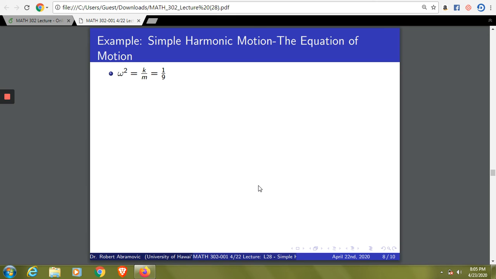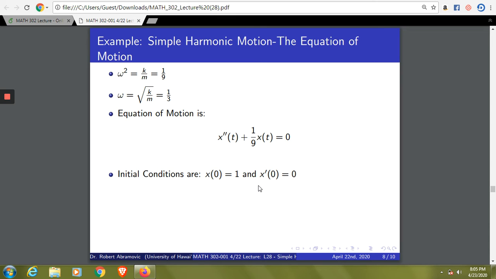Here's what we get for the equation of motion. Omega squared is k over m, which is 1/9. 9 kilogram block, k is 1. Omega is 1 over 9 square rooted, so it becomes 1/3. Square root of 9 is 3. The equation of motion is x double prime plus 1/9 x of t equals 0. So what are the initial conditions? We just saw above, x of 0 is 1, right? Its initial displacement was 1 meter. And x prime of 0 is 0. Its initial velocity was 0 meters per second. What's the general solution? A constant times sine of omega t plus delta. Now just replace omega with 1/3.